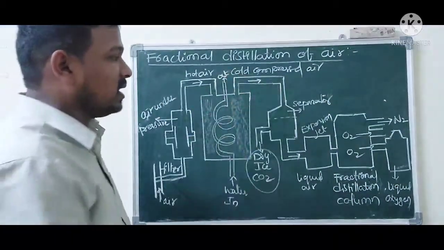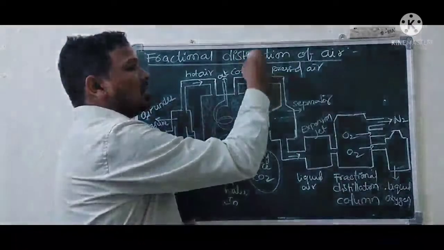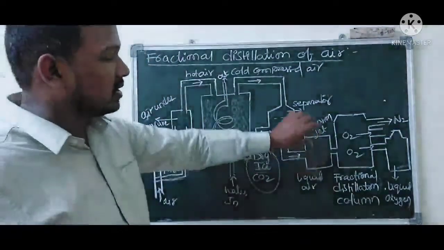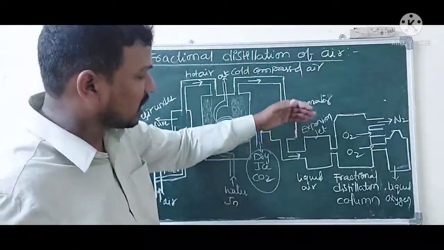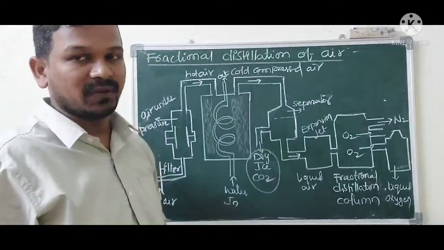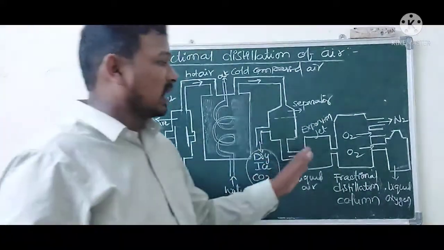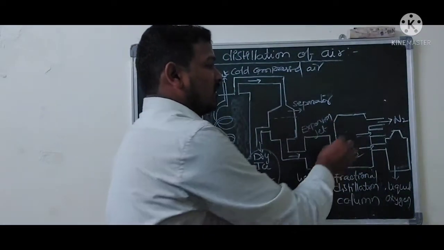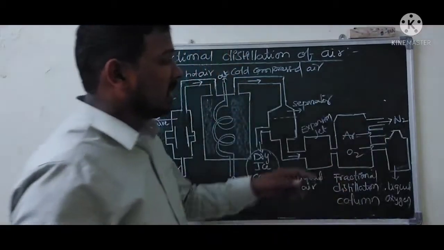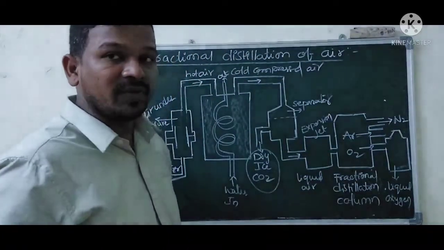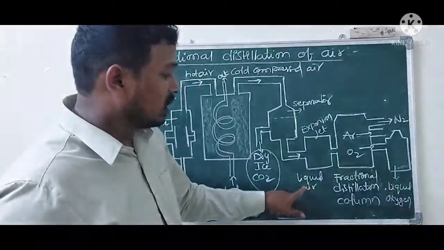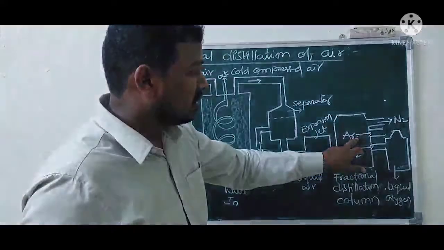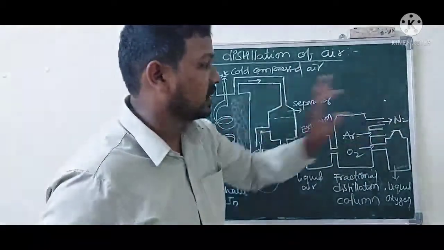From this chamber, the remaining liquefied or cold compressed air will reach the expansion jet, where the cold compressed air will be converted into liquid air. Later it will be sent into the fractional distillation column. In this fractional distillation column, we are going to get liquid oxygen as well as argon and nitrogen.